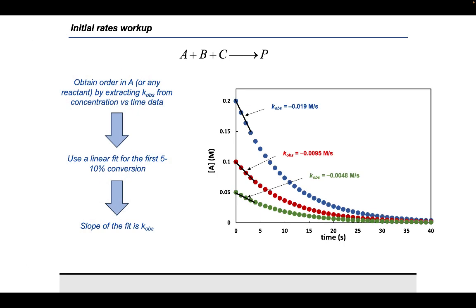Now, what we do is we simply fit the first several data points, and as I mentioned previously, usually 10% or less conversion for these different initial starting concentrations of, in this case, A. Now, recalling what we learned on the previous slide about initial rates, the slope of that fit turns out to be the observed rate constant.